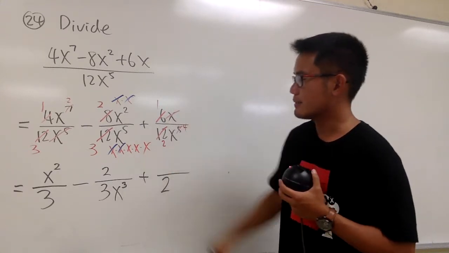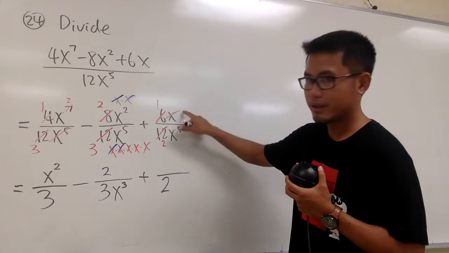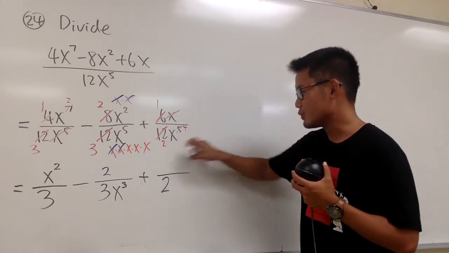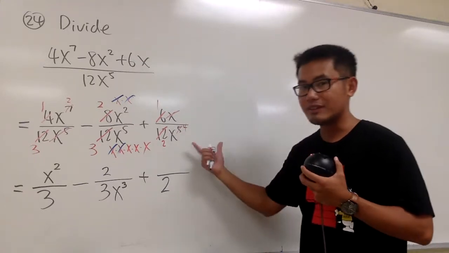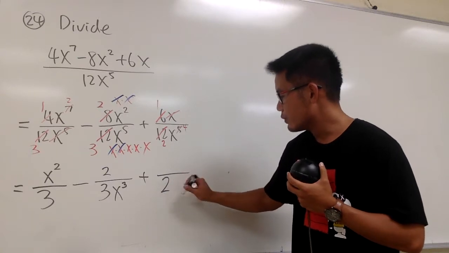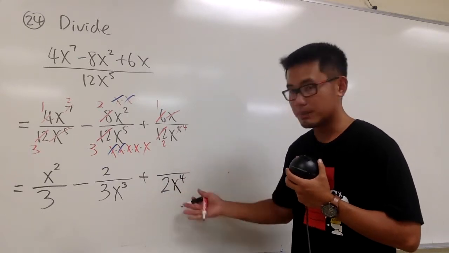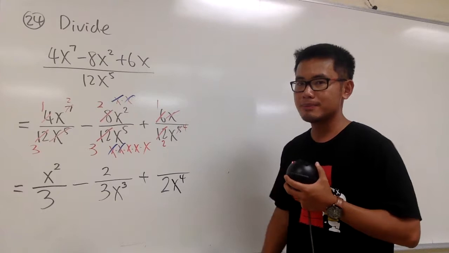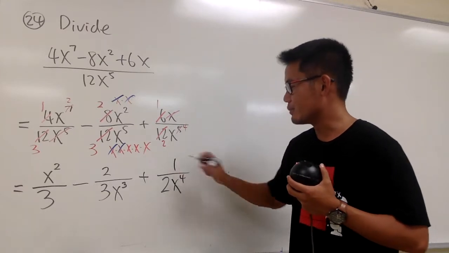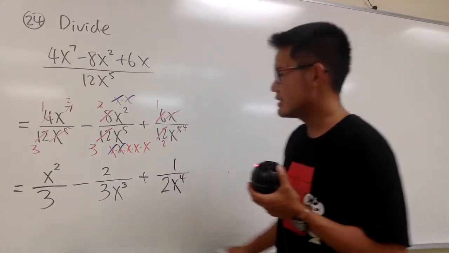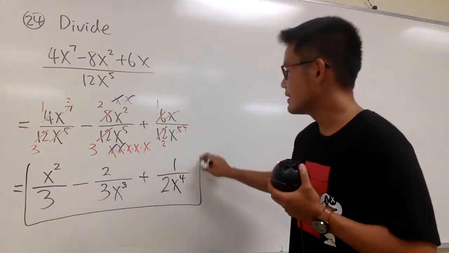X to the 5 is just like that. So you can cancel 1 with 1 out, right? 1 of the x with 1 of the x out. You have 4 left on the bottom. So you have 2x to the 4th power on the bottom. And now what's on the top? 1. So don't forget to put that down. So this is what we can do, all right?